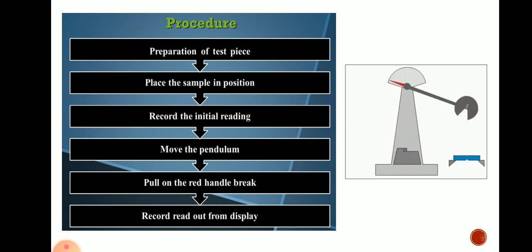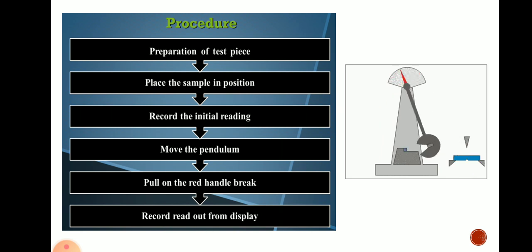It will go to a certain height. We will again measure that height as h2. So we have got two heights, h1 and h2, and we have also got a reading on that pointer. So we'll record all the readings, the two heights and the reading on the pointer. So this is the test procedure to be carried out, a simple test procedure.